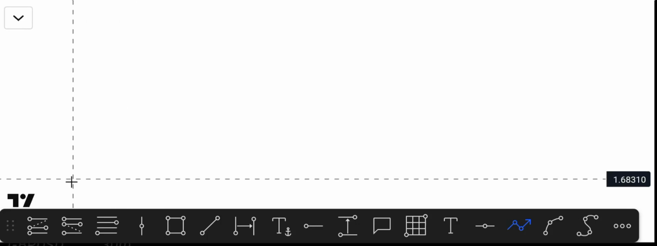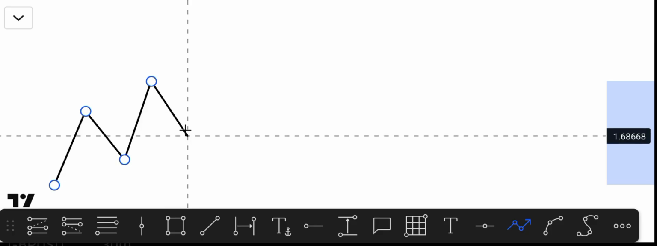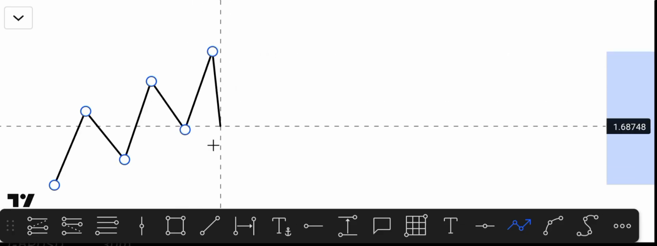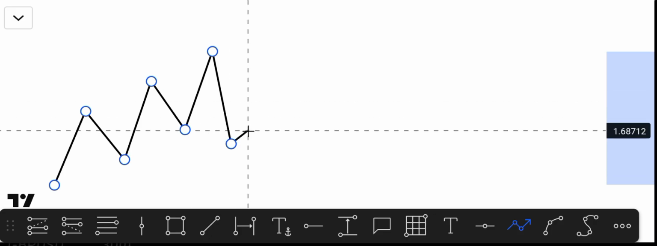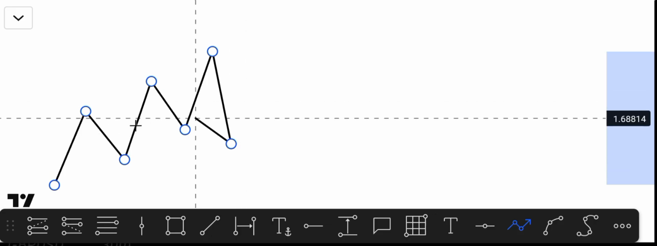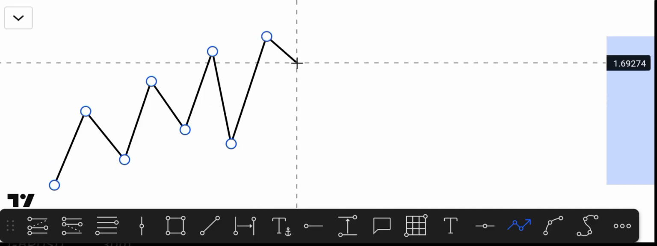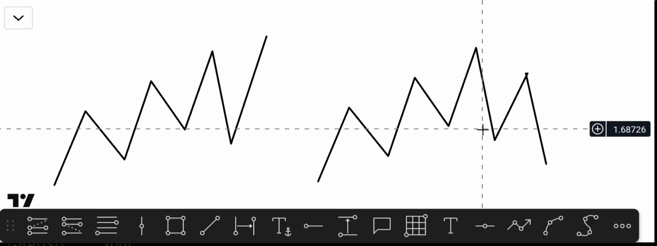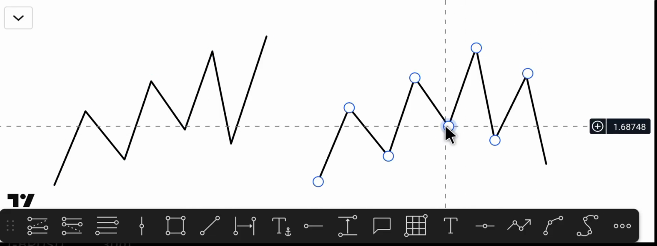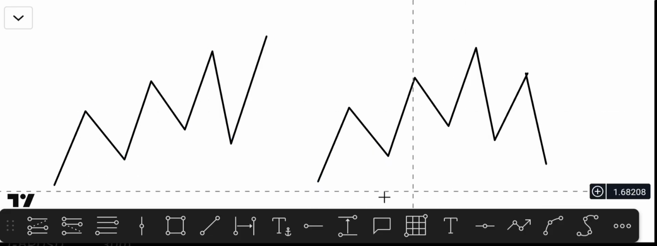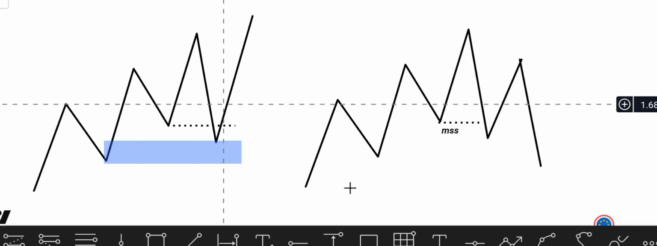Now just imagine this: price in an uptrend forming a series of higher highs and higher lows, higher highs and higher lows. Now suddenly price breaks the previous higher low. At this point, you're going to be thinking two things. One, this is an inducement for price to trade to the upside. Or you might be thinking that this break of structure, this break of the last higher low, is actually a market structure shift for price to continue to the downside. So these are the two possible scenarios that you might be thinking.